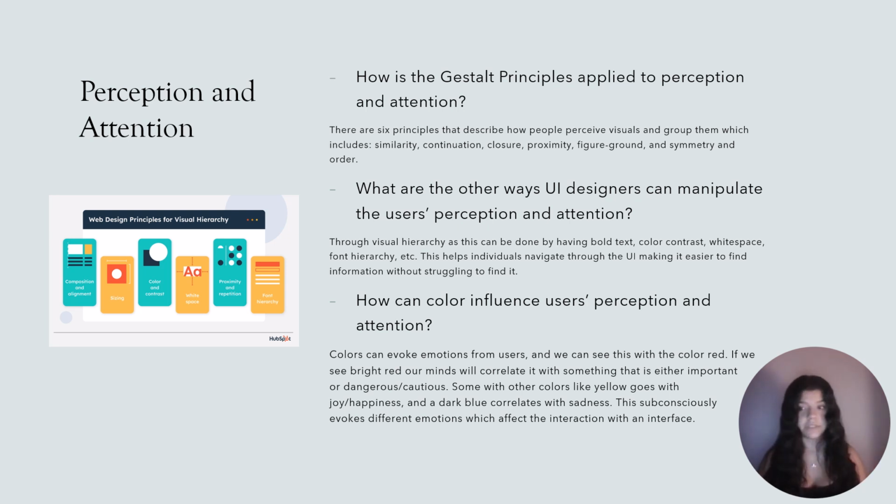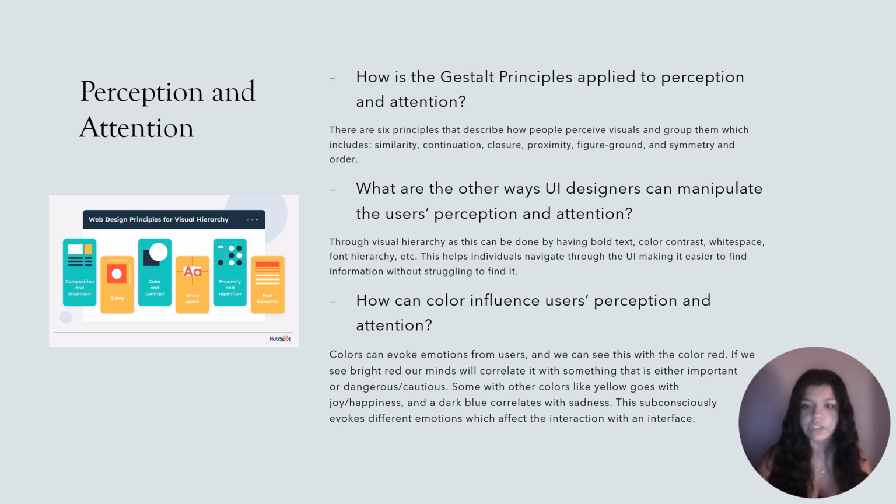Now, for perception and attention, how are the Gestalt principles applied to perception and attention? Now, the Gestalt is just 6 principles that describe how people perceive visuals and group them. And some of these include similarity, which is when elements perceived as similar are grouped together. This includes size, shape, color, etc.